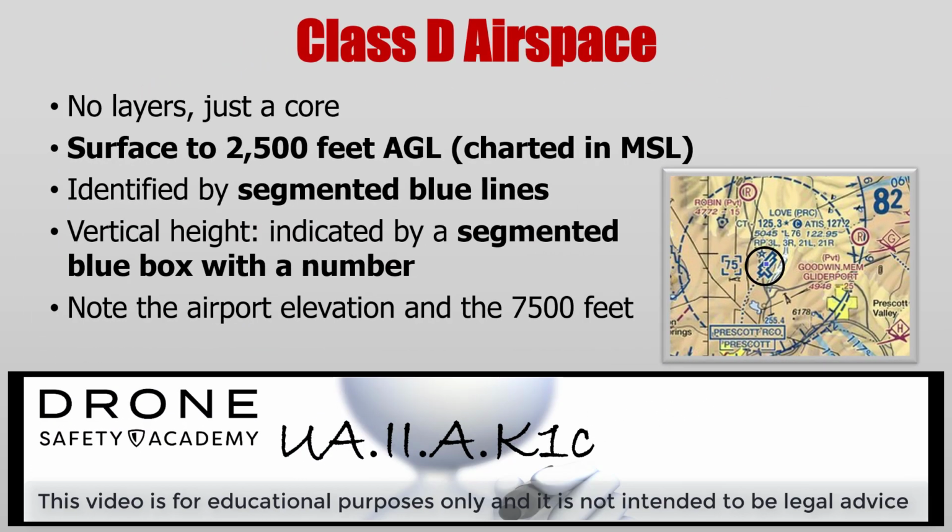Again, Class D airspace has no layers, just a core. It goes from the surface up to 2,500 feet AGL and again charted in MSL. It is identified by segmented blue lines, and the vertical height is indicated by a segmented blue box with a number. In this example, take a look at the airport elevation, which is 5,045 feet MSL. Tack on 2,500 and you get the 7,500 feet vertical height of the Class D airspace.